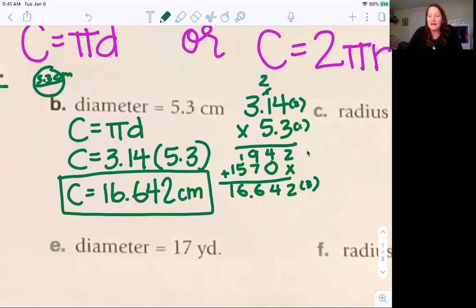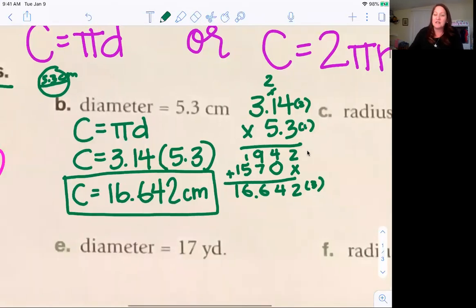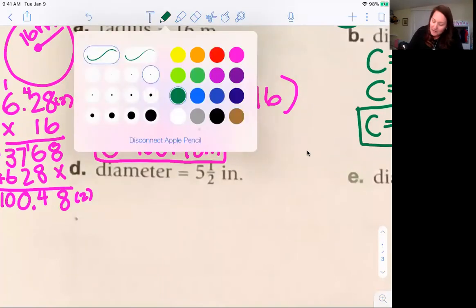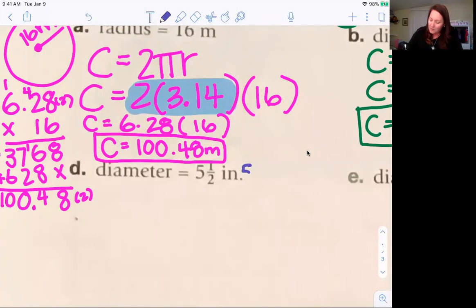Okay, this is what I want you to do. Pause, try letter D. But with letter D, let's go over it for a minute. If you have a diameter of 5.5 inches, what can we do first? We can change that 5.5 to a mixed decimal. What is 5.5 as a mixed decimal? So go ahead and pause and try it. Okay, you're back.